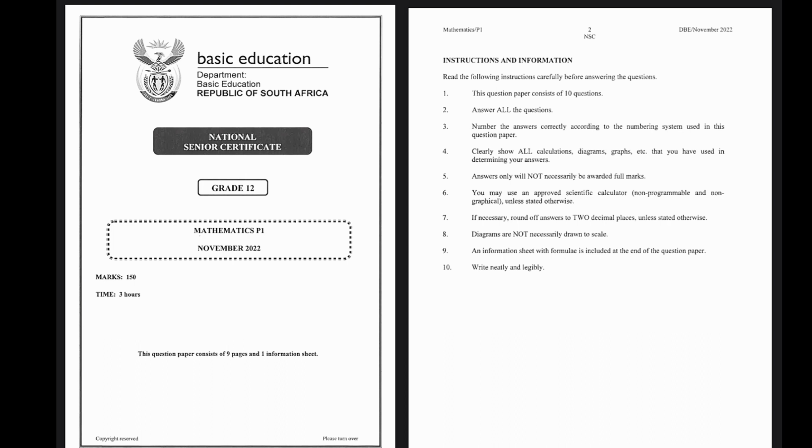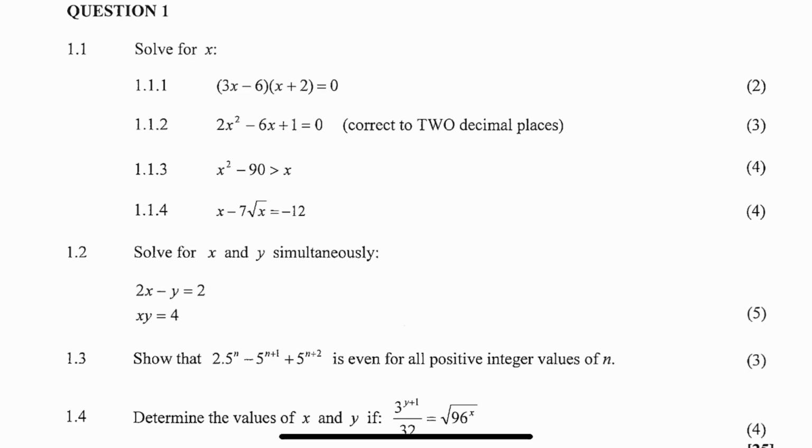They have a lot of instructions here, but I'm only going to pay attention to clearly show all calculations, diagrams, graphs that you have used in determining your answers. And also, I know that the diagrams are not necessarily drawn to scale. That will be useful. The way I'm going to structure the videos is that in this video, I will answer only question 1. And then I will post another video with question 2, another video with question 3, and so forth. So that you pay attention to the concepts of question 1, and then when you go to question 2 you'll be ready for it and you would have understood, and this video is not so long.